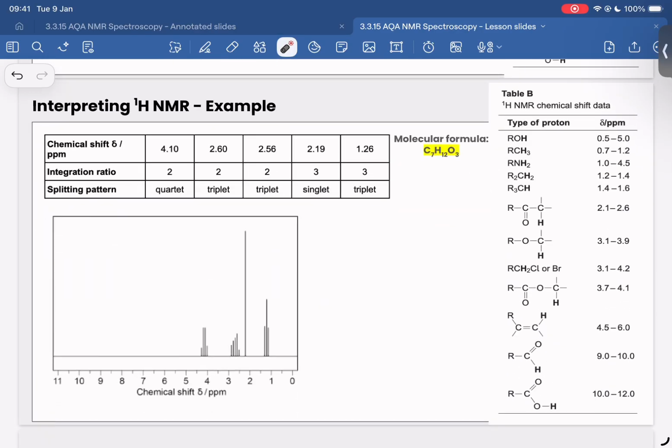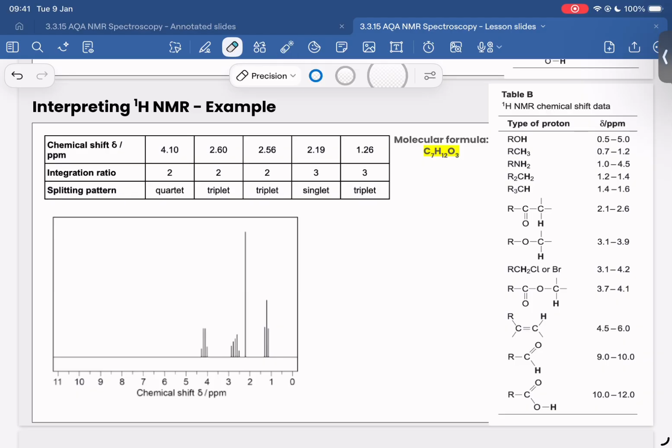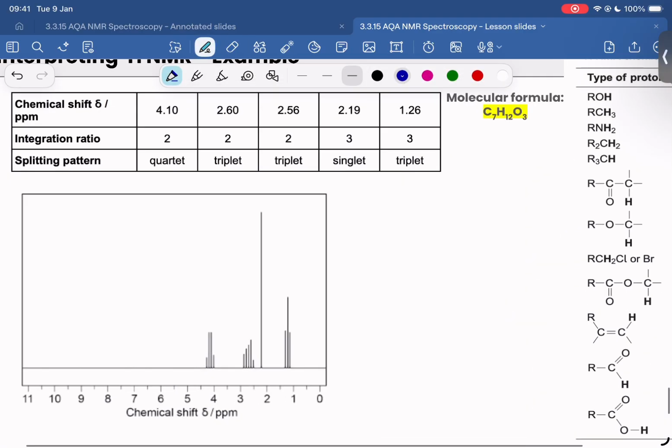Now, this is the last question I want to go through with all of you, just because it's a pretty difficult question. This question is pretty hefty, but I'm going to try and go through this looking at everything we've covered so far, using the framework: peaks, and then integration ratio, looking at the proton environment, and then finally the splitting pattern. We'll first look at the peaks.